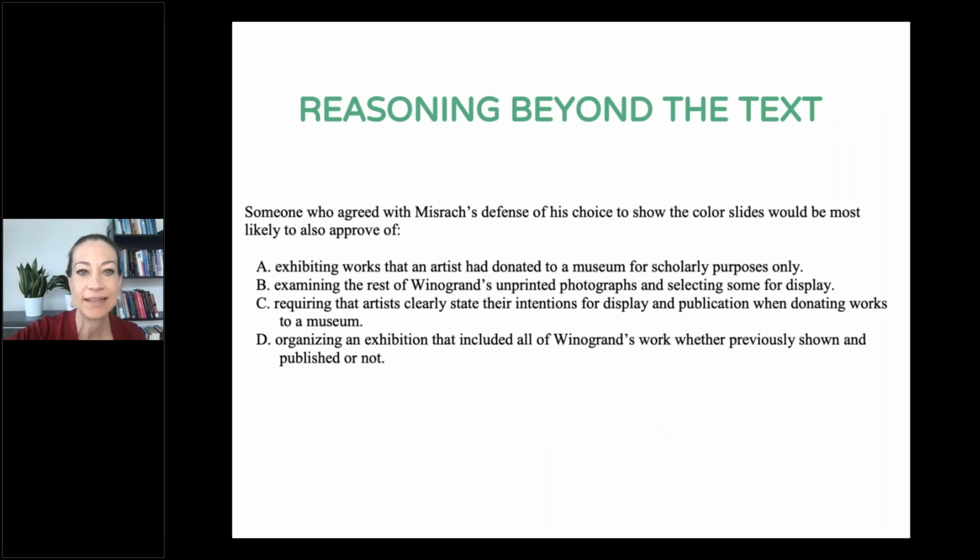Let's go ahead and look a little bit at this last category because it is a little bit unusual, especially if you're used to ACT, SAT. Reasoning beyond the text might look something like this.